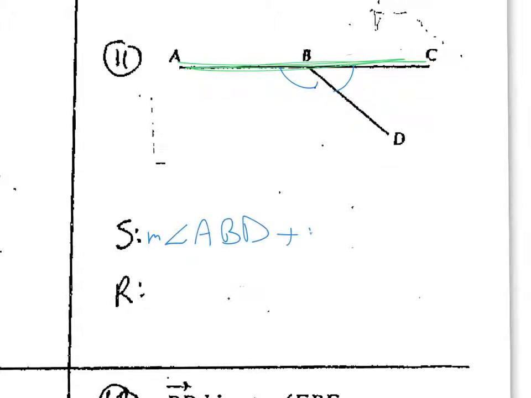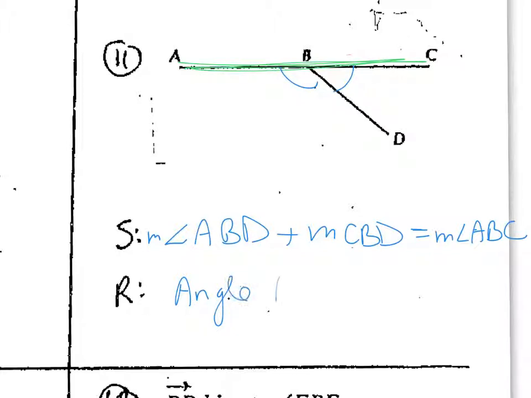and notice I'm using a little m in front because I'm talking about their measures, and the measure of angle CBD equals something. They definitely make a big angle, and I'm going to write it this way first: measure of angle ABC, because if I'm using my angle addition postulate, I can always say that the sum of two smaller angles equals the larger angle.